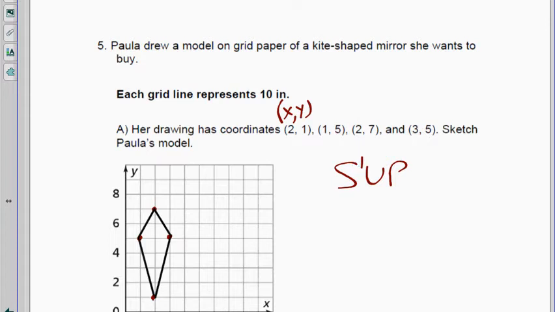Now, one thing to keep in mind, you have to be really careful about this. I even messed this up when I was making the answer key. Each grid line is 10 inches. All right, so if we have this distance right here, that's not 1, 2, 3, 4, 5, 6 units. That's 60 inches. And this is not 2 units, it's 20 inches. Be careful about that. That can get you.